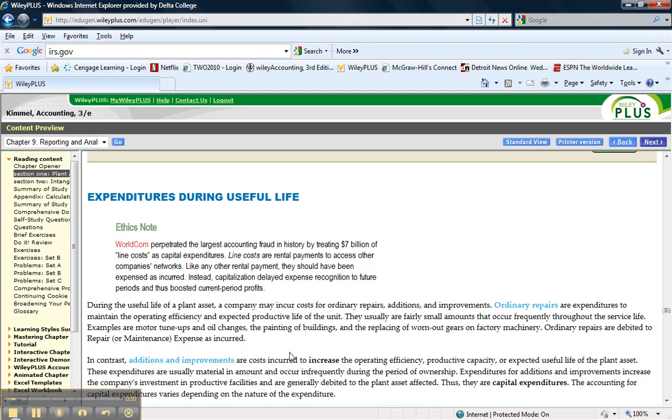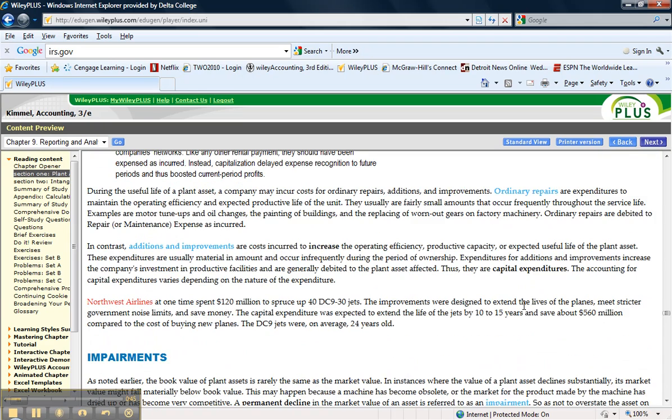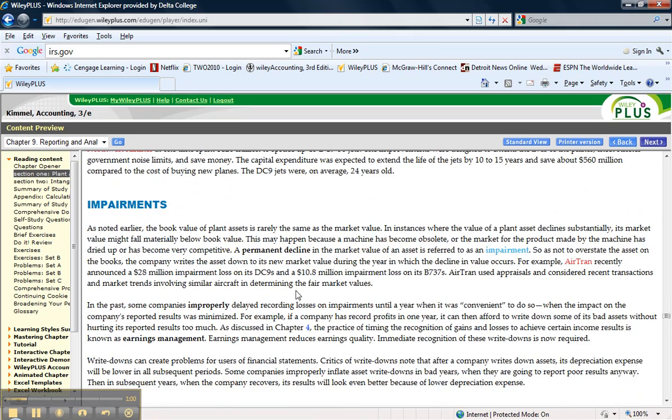So you look at, all right, am I doing normal ongoing repairs, or am I rebuilding an engine or something? Ordinary repairs just get expensed as repairs and maintenance. They don't affect depreciation or the basis, or the cost, I should say, of the asset at all. However, in contrast to that, additions and improvements, costs that really increase the life of the asset, get added to the cost of the asset, and then the depreciation calculation is affected by that.